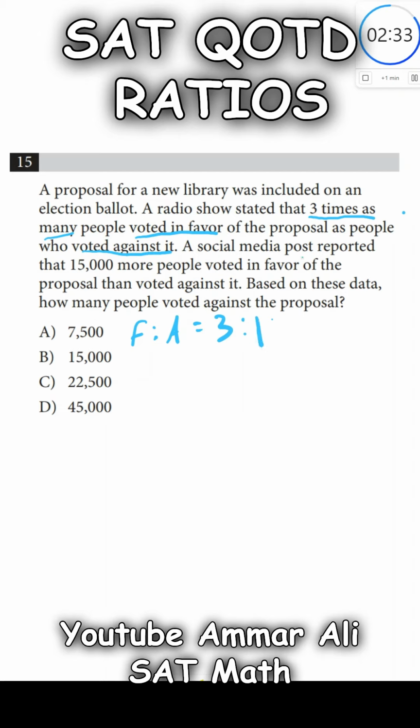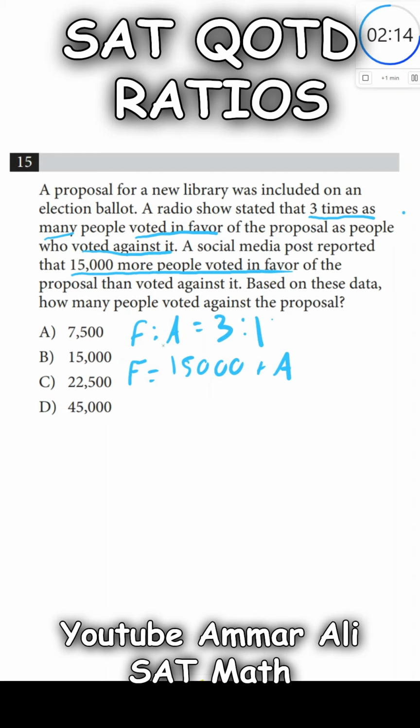And what else do they tell us? They tell us that 15,000 more people voted in favor than against it, right? So that means we know that the people that voted for this bill are equal to 15,000 plus the total number of people that were against it.